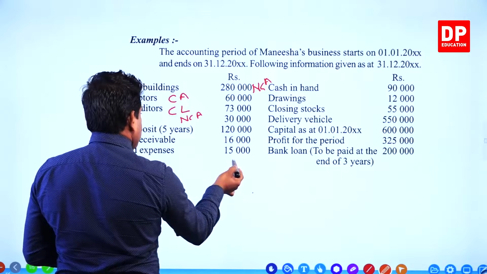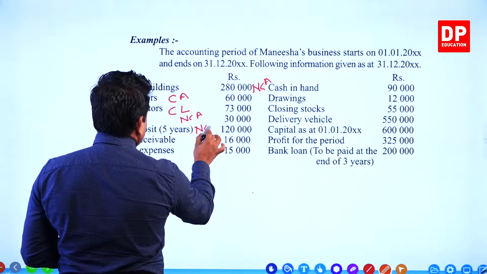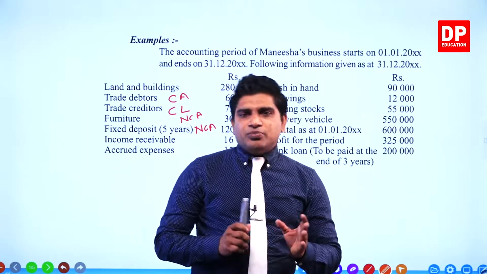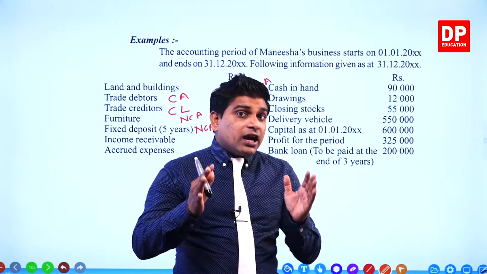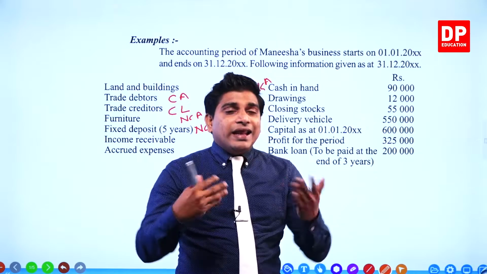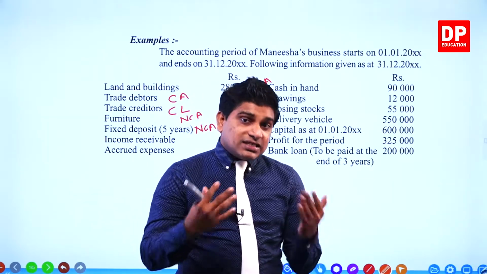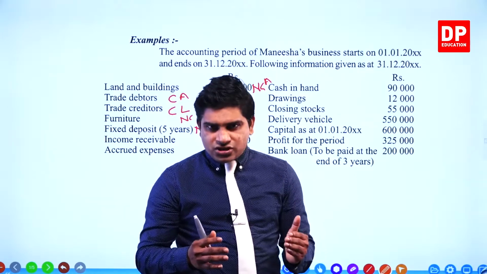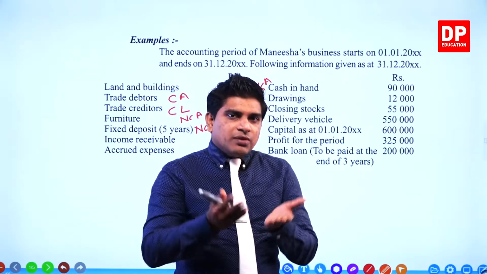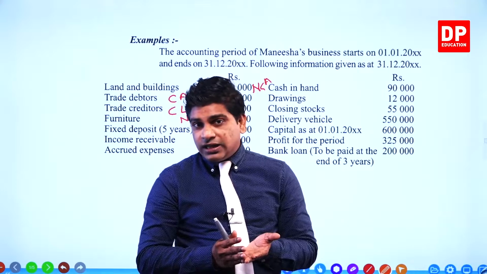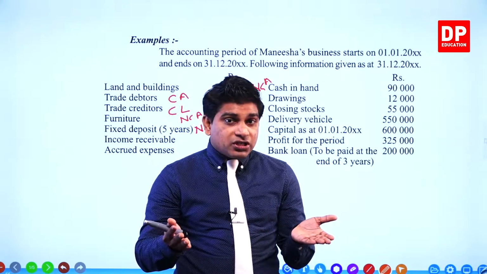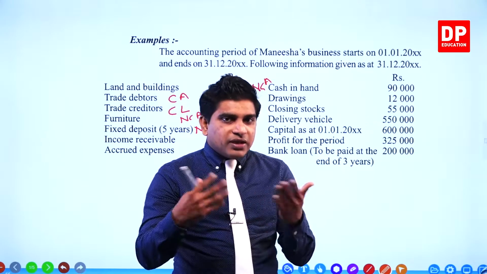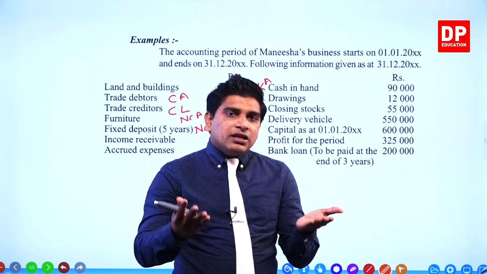Fixed deposits, 5 years. That one is also non-current assets. Land, building, vehicles, machinery and equipment are non-current assets that are tangible, meaning we can see and touch them. There are some non-current assets we can't see or touch. What are they? Long-term fixed deposits. You can deposit your money for more than 1 year, so it becomes a non-current asset, but we can't see it.